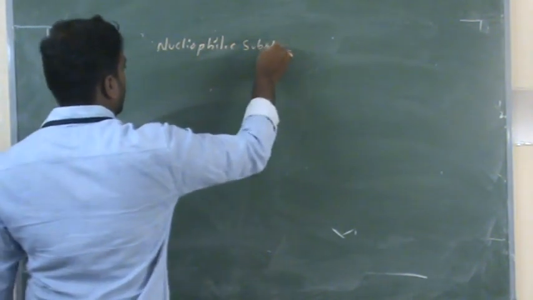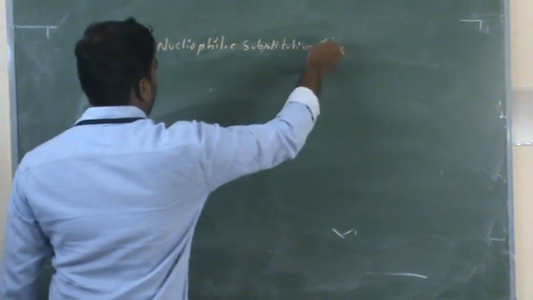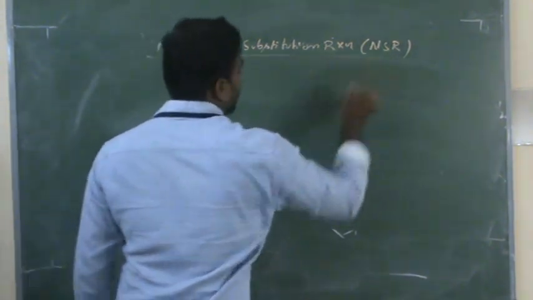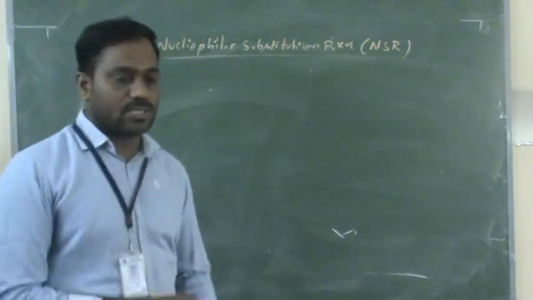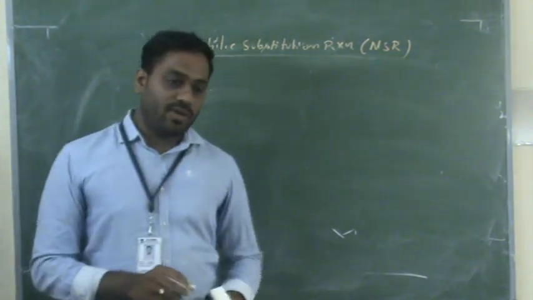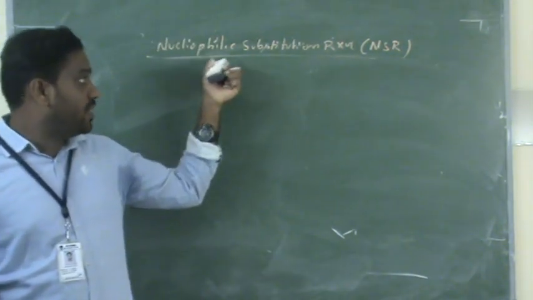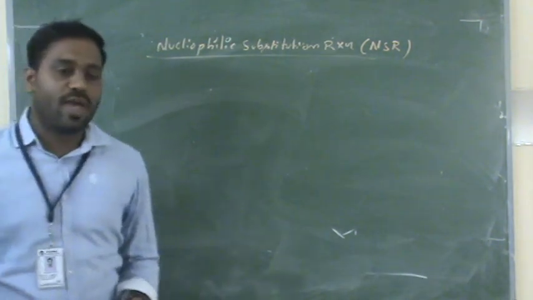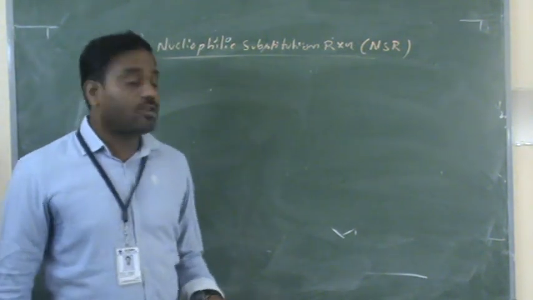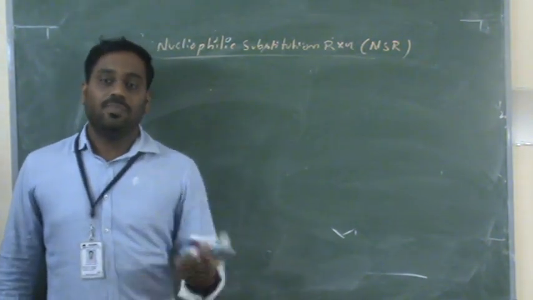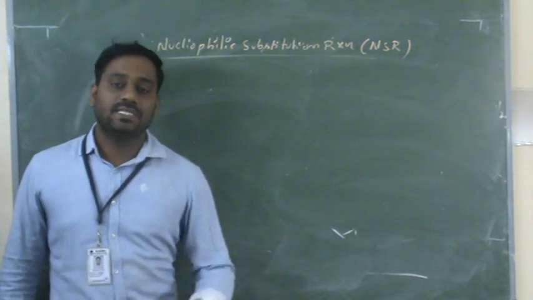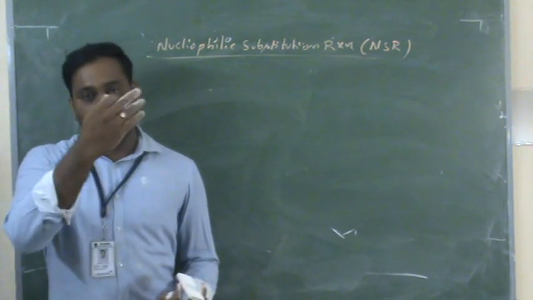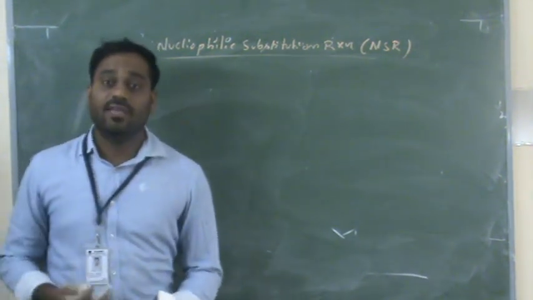Nucleophilic substitution reactions, that I can call NSR reactions. So you already know the name of these reactions: nucleophilic substitution reactions. Do you know the meaning of nucleophile? The nucleophile is nothing but a species which has more electron density. That is called the nucleophile. What is the meaning of substitution? One element or one group of elements is removed. That we can call a leaving group.